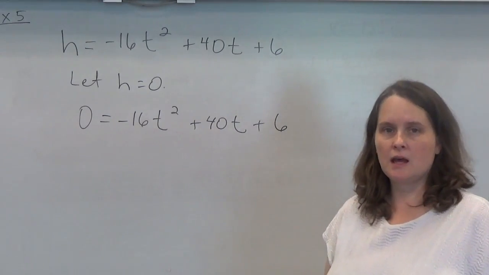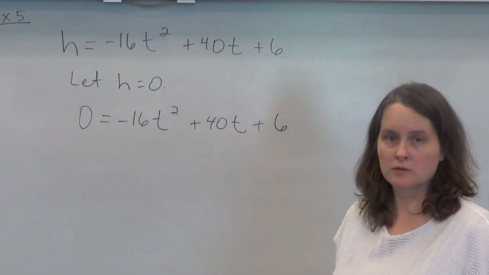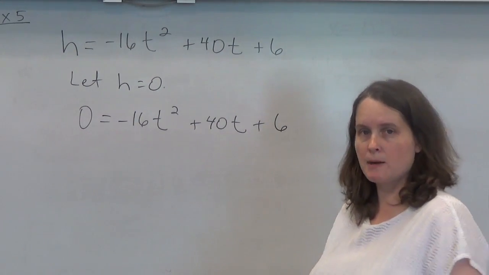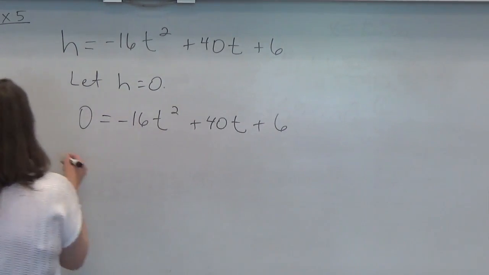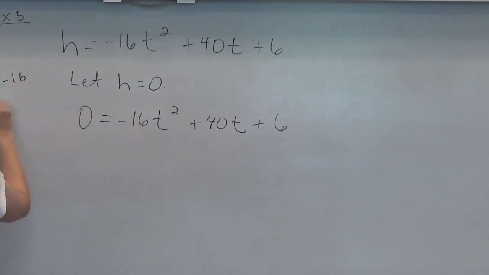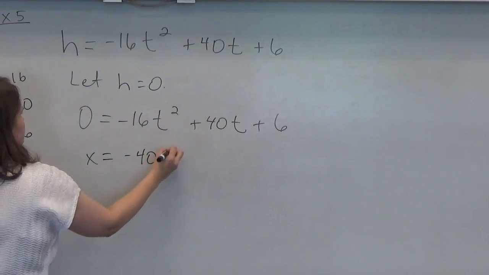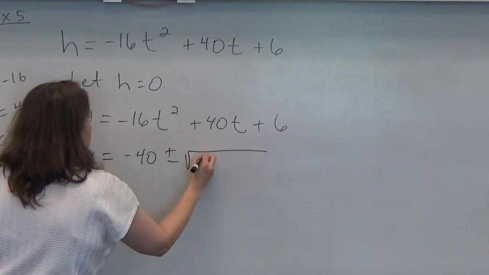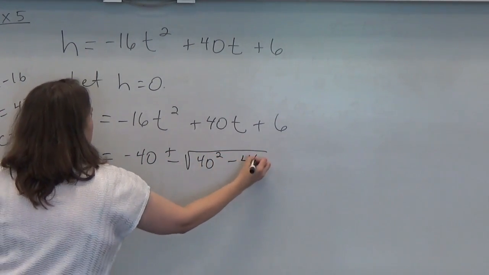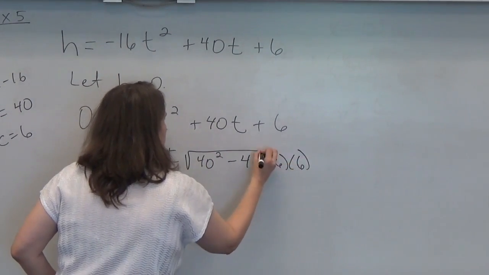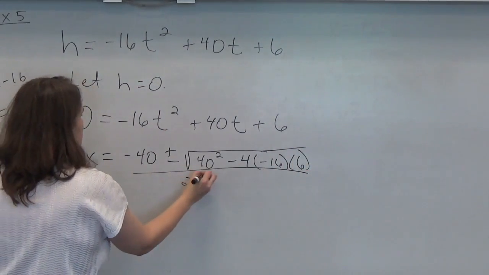I'm going to go ahead and go with the quadratic formula because I know it's going to work. In order to use the quadratic formula, I need to determine my a, my b, and my c. I know that a is negative 16, b is 40, c is 6. So I can put these directly into the formula. x equals negative 40 plus or minus the square root of 40 squared minus 4 times negative 16 times 6, all over 2 times negative 16.